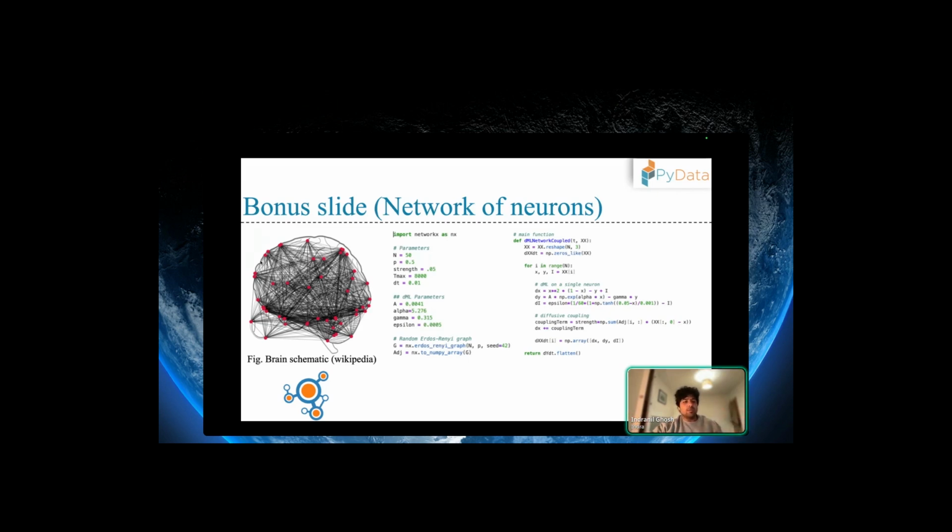It's still hard, because our brain and our nervous system have neurons all over, connected like this. That's how complex our nervous system is. And you can use NetworkX to run simulations for hundreds and thousands of neurons. I have done it for 50 here.